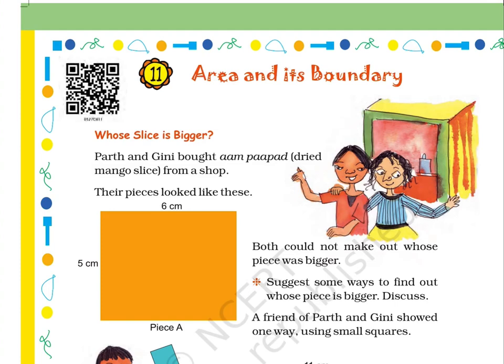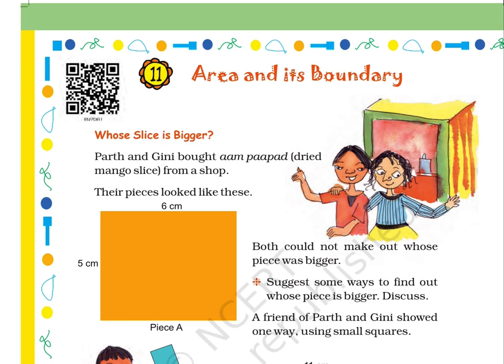CIET NCERT presents Audiobook of Mathematics for Class 5 entitled MATHMAGIC 5, page 146, Chapter 11, Area and its Boundary. Part 1. Whose slice is bigger?